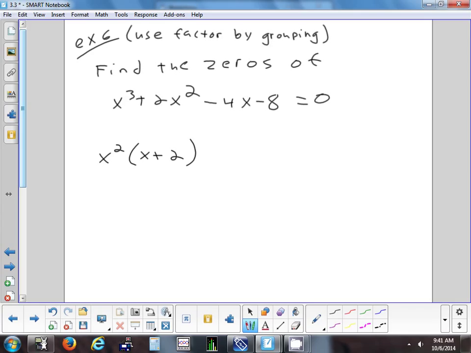Okay? So let's check the second set of parentheses. What can we factor out of there? Josh? Negative 4. Yep, let's factor out a negative 4. And what would that leave me with? X plus 2. Yep. Negative 4 times x is negative 4x. Negative 4 times 2 is negative 8. Okay, and now we have the same factor repeated, so let's factor that out.